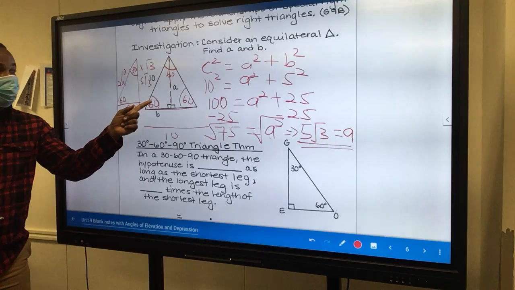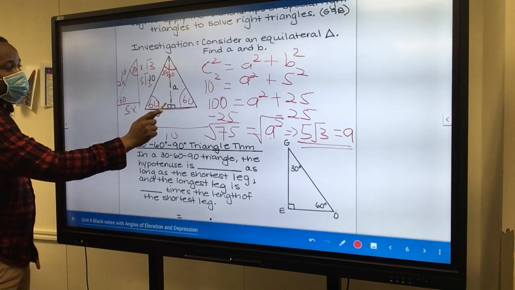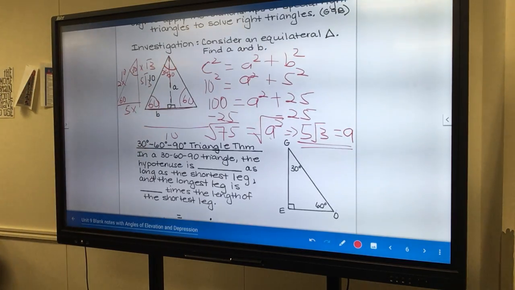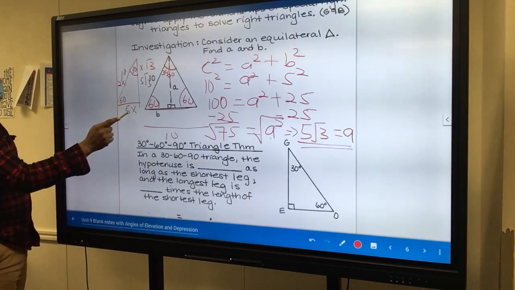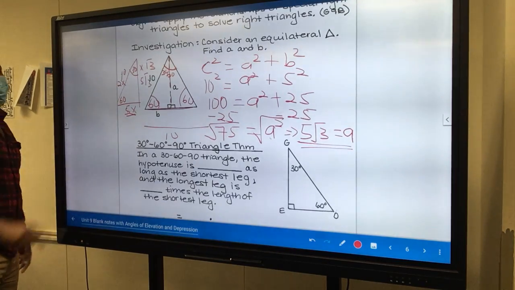Now, look at the type of triangle we just found. This is called the 90, 60, 30 triangle. Yesterday, we did 90, 45, 45, where the hypotenuse is equal to the smaller length times √2, right? But this one, the hypotenuse is 2 times the shorter length, which is 2 times x, or 2 times 5, which is 10, okay?